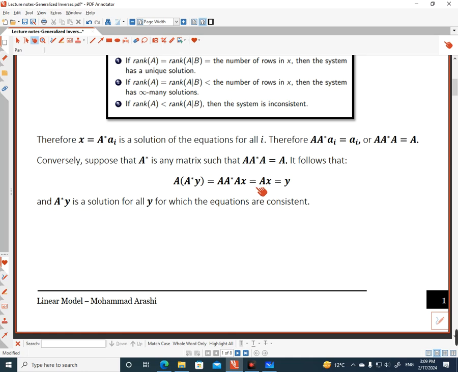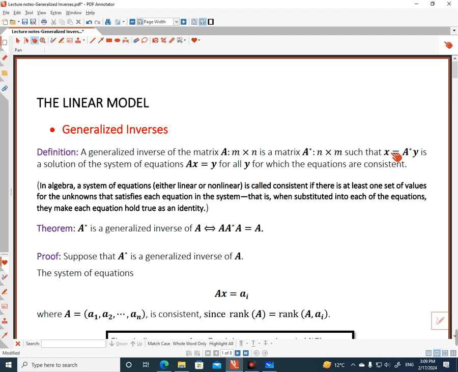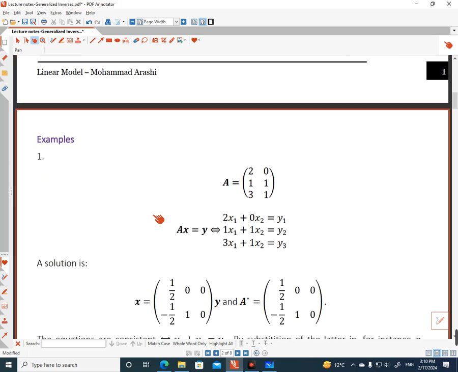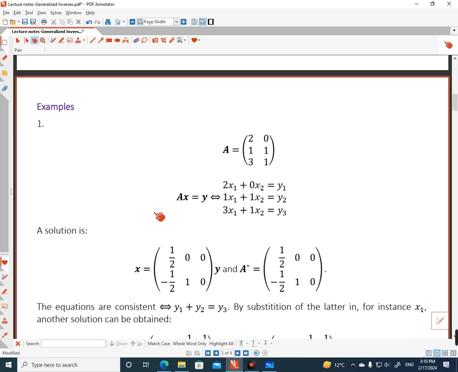So if we come back again to the definition, because of this relation, I can say A star y is a solution for all y for which the equations are consistent. And this consistency shows that A star is a generalized inverse of A. Now let's look at some examples here. Before we go to coding in R, it is better we look at some examples and see what we mean by generalized inverse. Then we will code it.